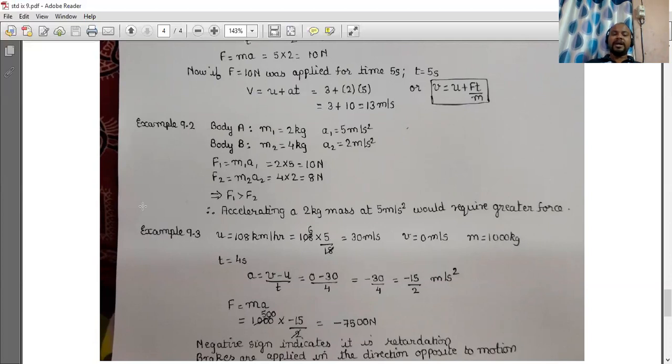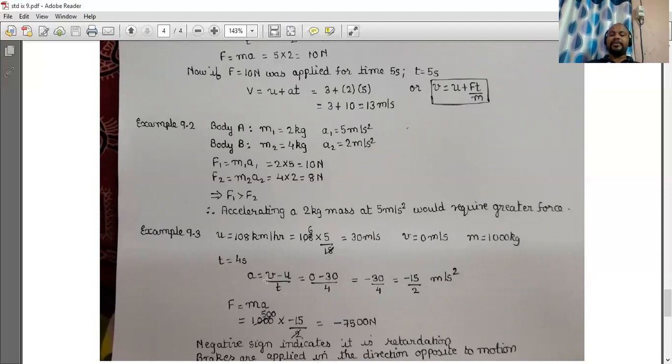Initial velocity is 108 km per hour. We need to convert it into meter per second. So multiply it by 5 by 18. 18 sixes are 108, so 5 sixes are 30 meter per second. Whereas final velocity is 0 meter per second because the vehicle comes to a stop. The mass of the car along with the passenger is given 1000 kg. The time at which the vehicle comes to a stop after applying the brake is 4 seconds.